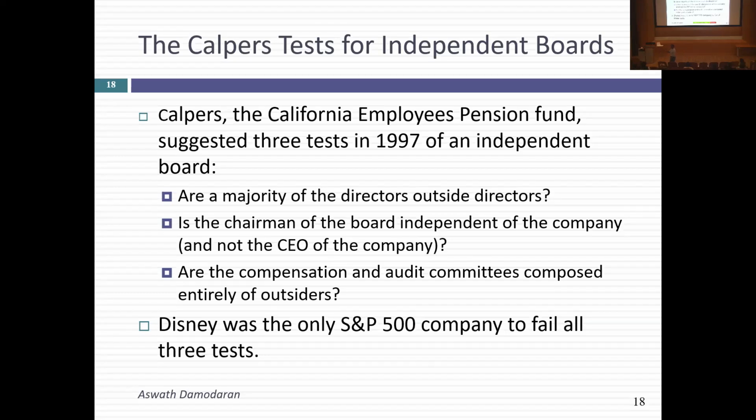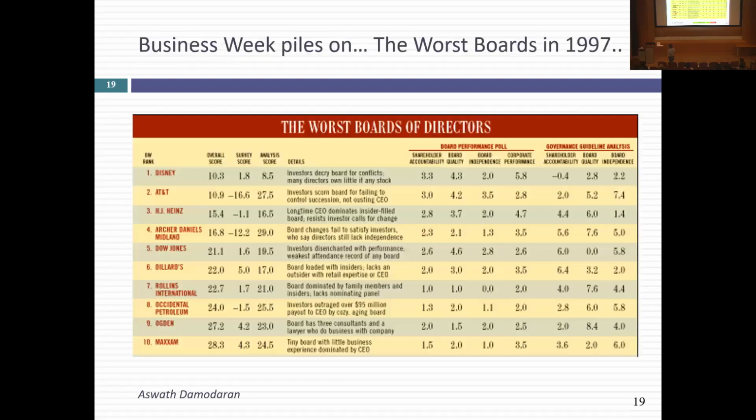CalPERS is the California Pension Fund, one of the largest institutional investment funds in the US. At that time, it was one of the few institutional investors that was activist, that was asking questions of managers. In fact, they had 3 questions. Majority of the directors outsiders, the chairman of the board independent. Disney was the only S&P 500 company that failed all 3 tests when they asked this. In fact, piling on, Business Week ranked Disney in the late 90s as the worst board at the time out of the 500 companies.